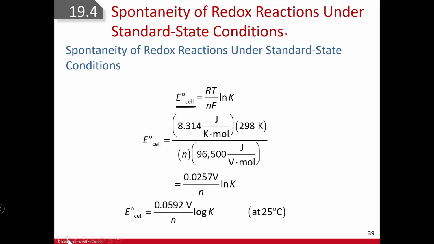So we get this equation. R is a constant, temperature 298 Kelvin, n is the number of moles of electrons, and there's Faraday's constant, 96,500 joules per volt mole. All right, so then we get this equation, because all they've done here is combine these two constants. We can divide that, and we get this number divided by the number of moles of electrons, ln of K. And then we want to solve for the cell potential. If we want to make it a base 10 logarithm, then this number becomes 0.0592.